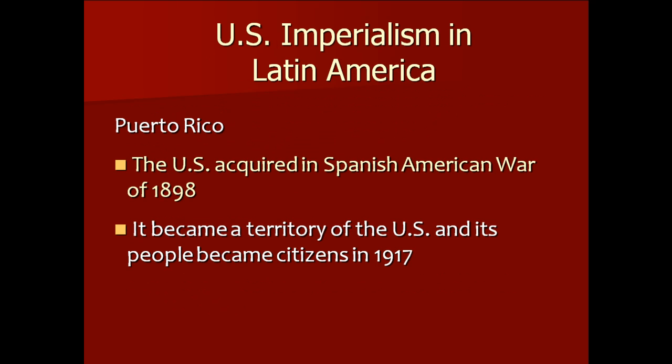Also, as a result of the Spanish-American War, we acquired Puerto Rico. And this happened in the Treaty of Paris in 1898. Puerto Rico became a territory of the United States, and its people became citizens in 1917. So it wasn't until about 20 years later that Puerto Ricans became U.S. citizens.